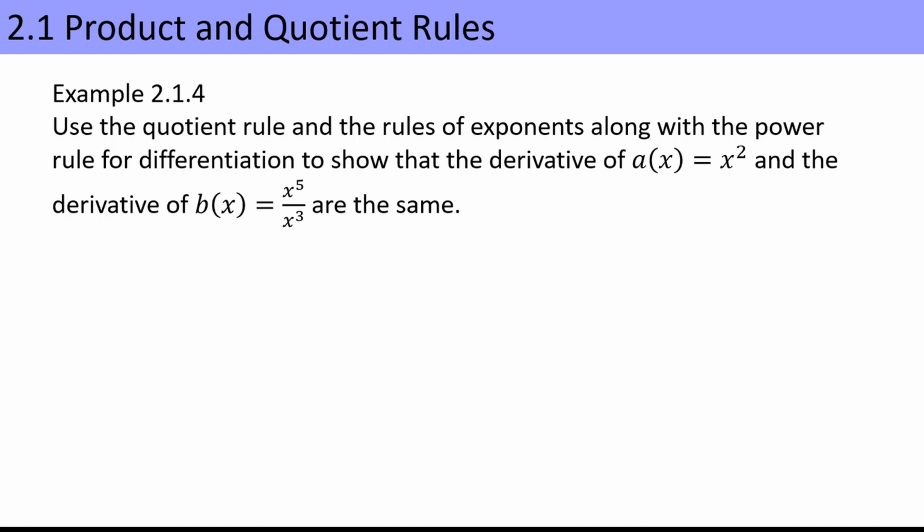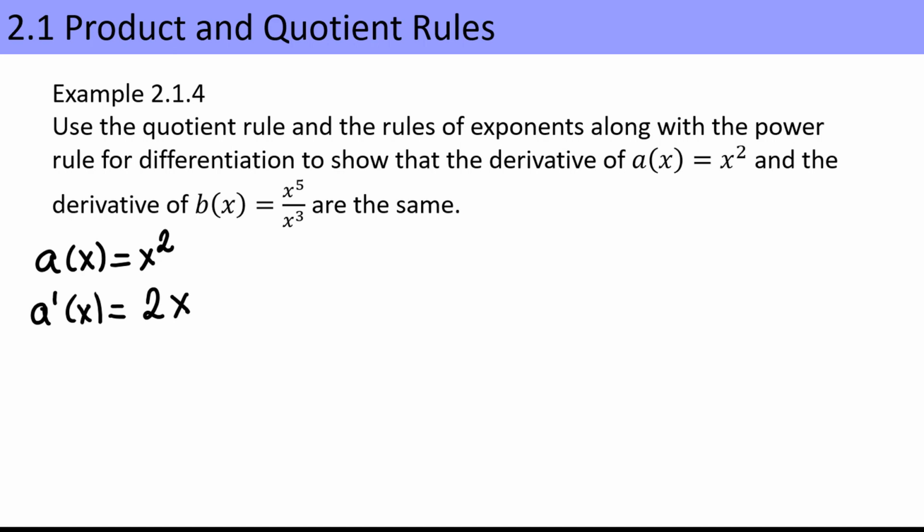Example 2.1.4. Use the quotient rule and the rules of exponents along with the power rule for differentiation to show that the derivative of a of x equals x squared and the derivative of b of x equals x to the fifth divided by x cubed are the same. So let's look at a of x equals x squared. That derivative, a prime of x, using the power rule for functions, we bring down the 2, still have x, and then 2 minus 1 is just 1, so we've got the derivative of a of x.